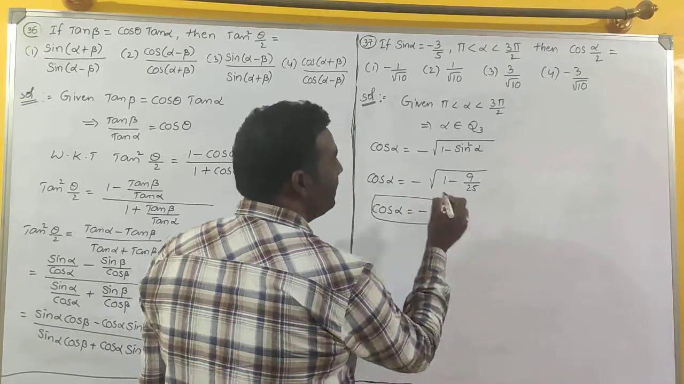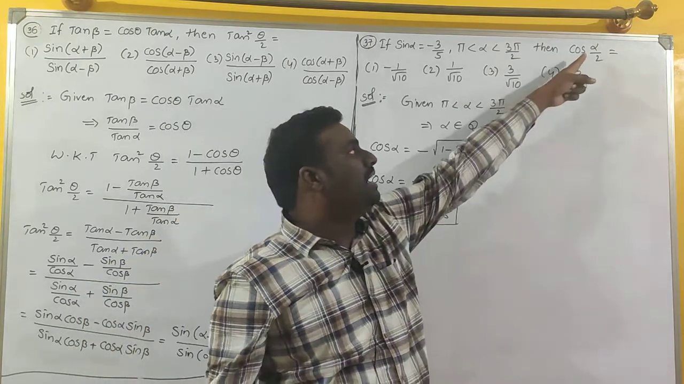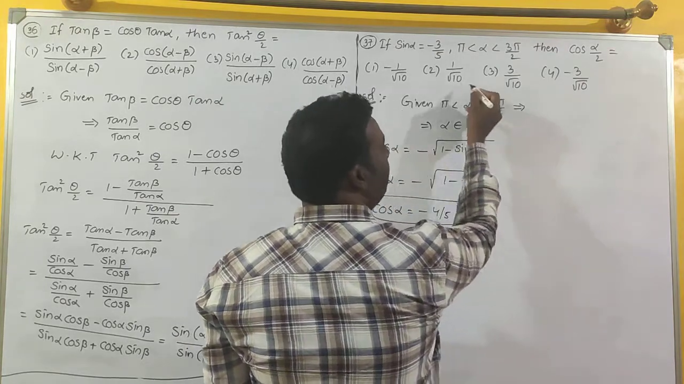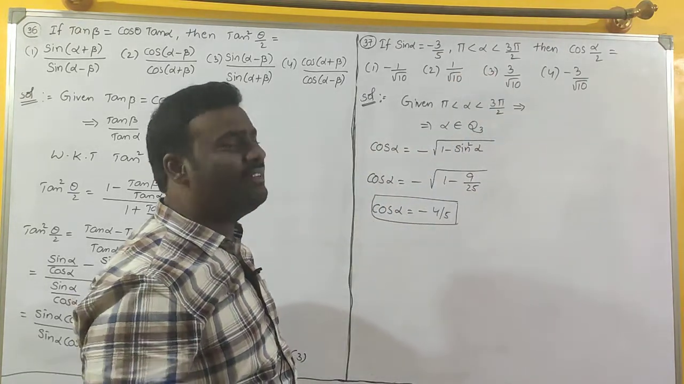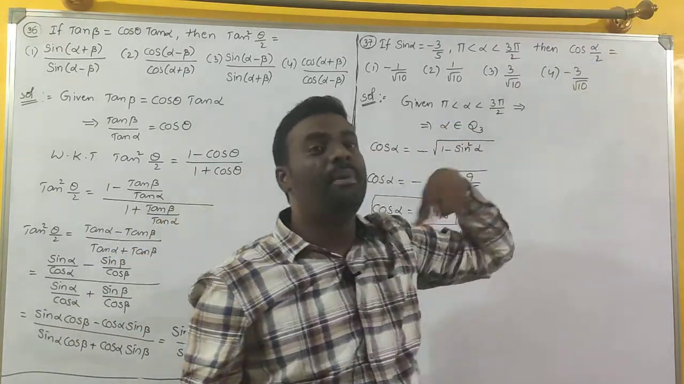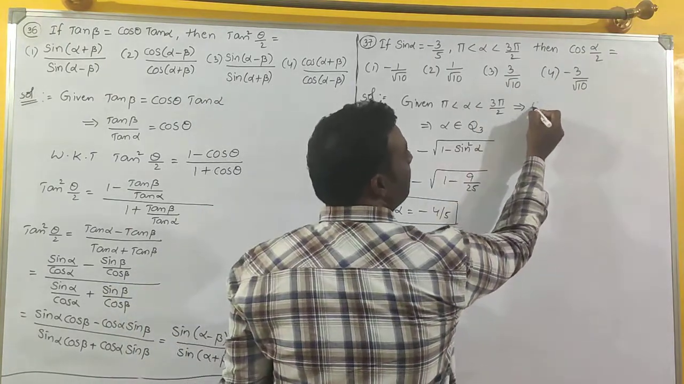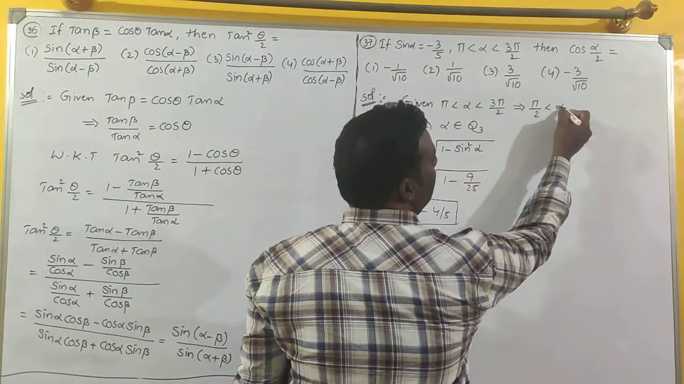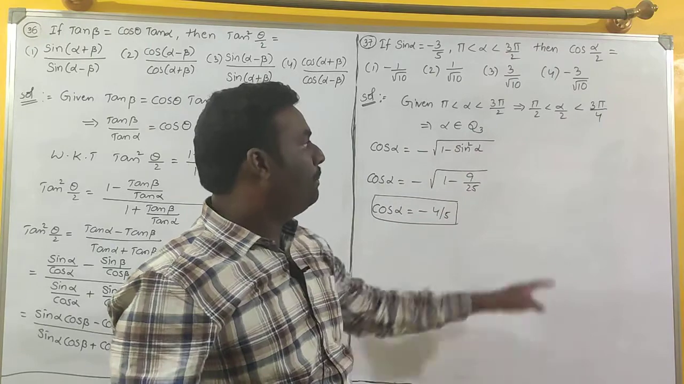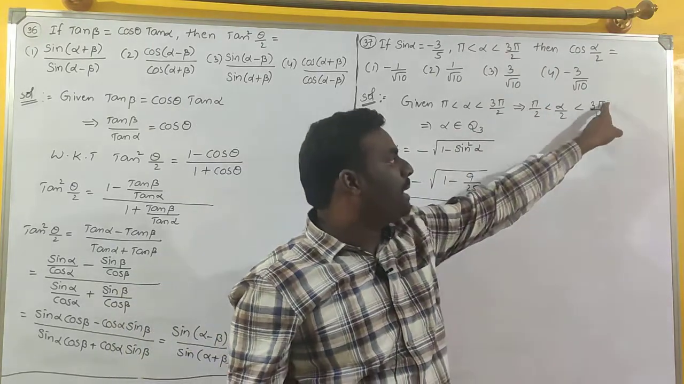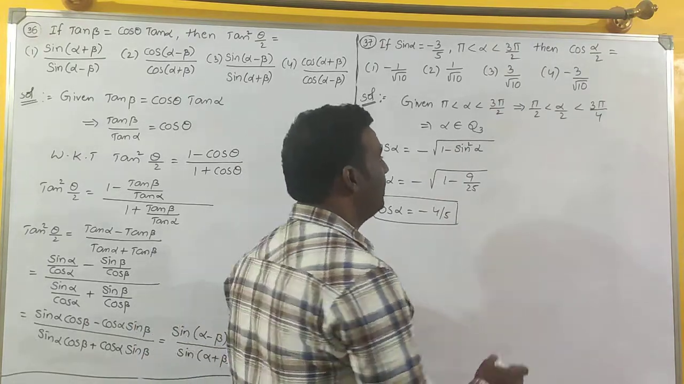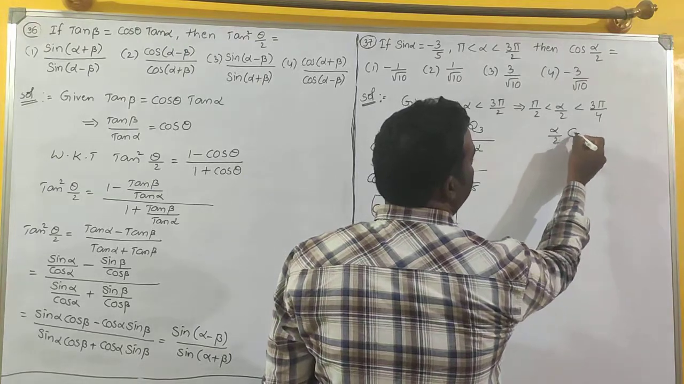But in the question, they did not ask for cos alpha. We required cos alpha by 2. So here, we divide this condition by 2. Why divide by 2? Here the angle is alpha, but what we require is alpha by 2. If you divide by 2, then what will we get? Pi by 2 less than alpha by 2 less than 3 pi by 4. Pi by 2 means 90, 3 pi by 4 means 135. 90 to 135 means which quadrant? Second quadrant. Therefore, alpha by 2 belongs to the second quadrant.